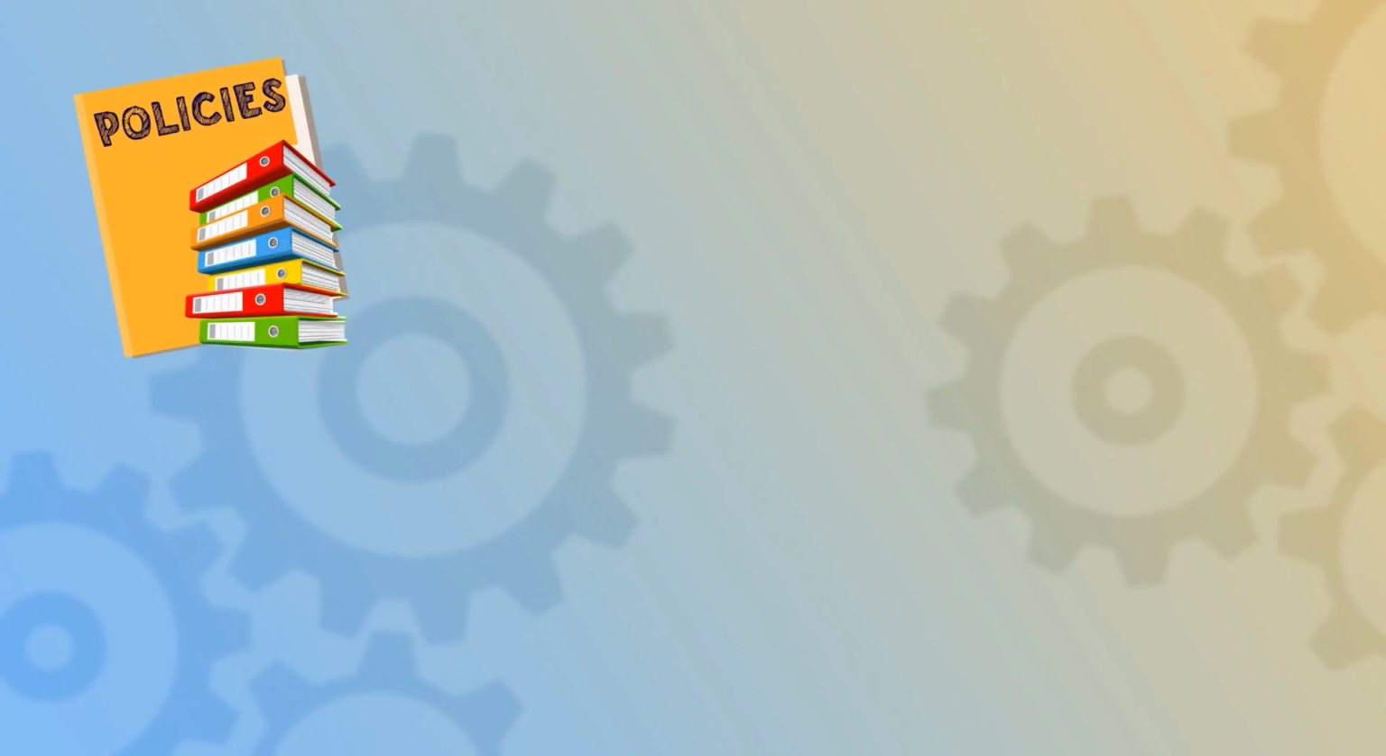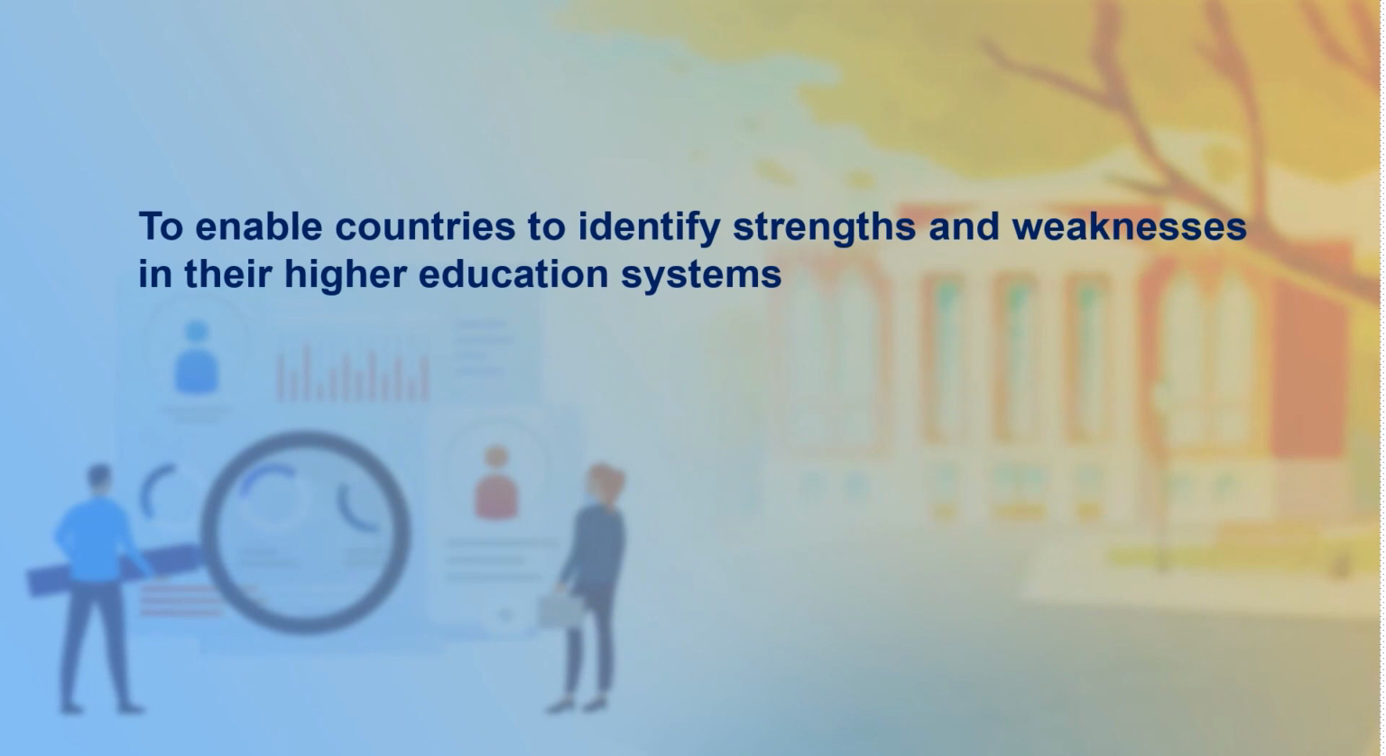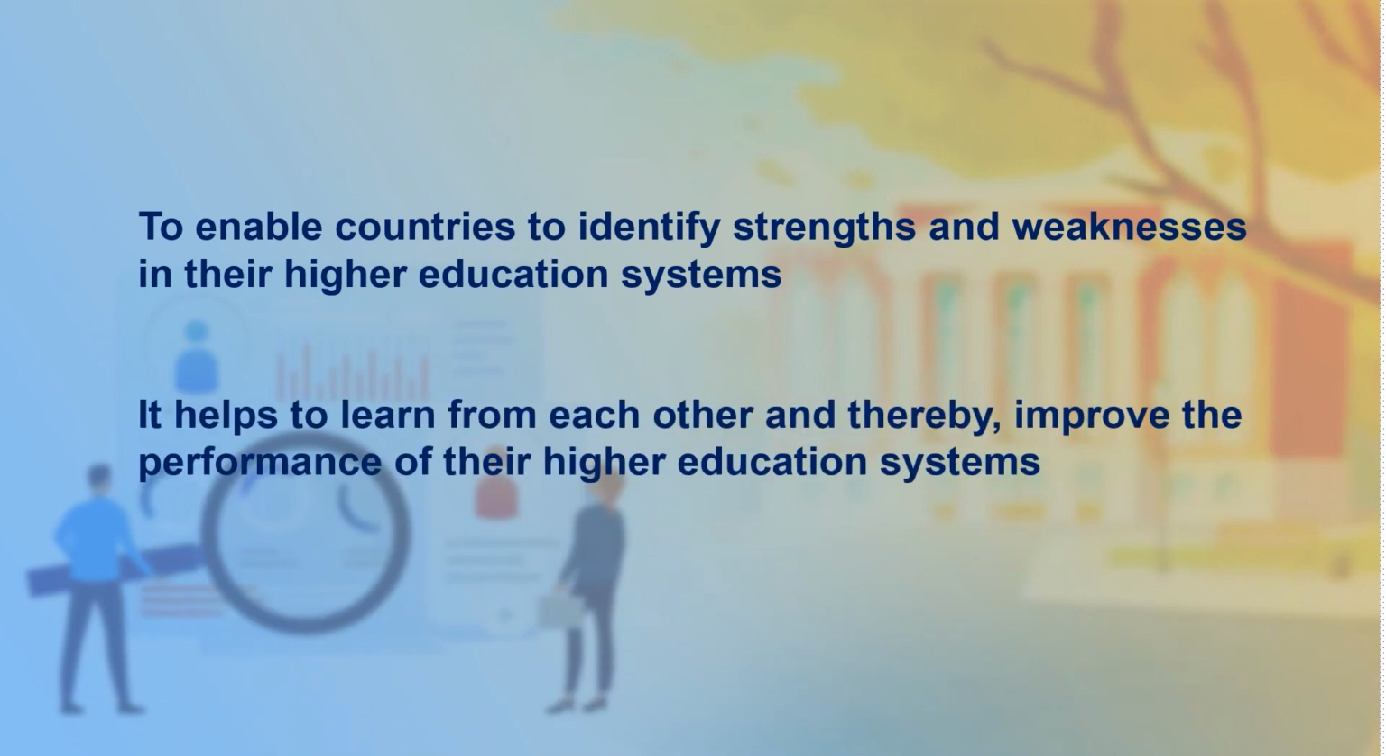Now, what are the things that can be compared? Benchmark includes policies, practices, and outcomes to be compared. Now, why should we compare? To enable countries to identify strengths as well as weaknesses in their higher education system is the main aim of benchmarking. Benchmarking helps to learn from each other and thereby improve the performance of their higher education systems.